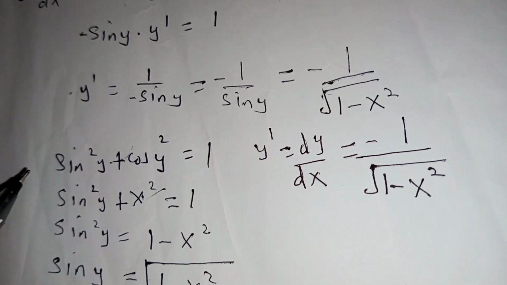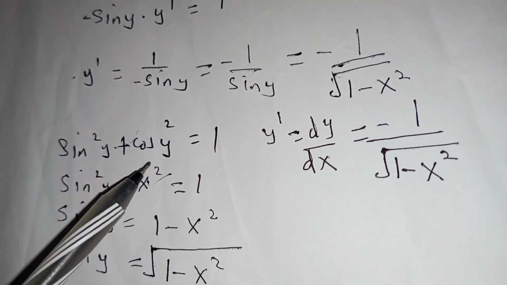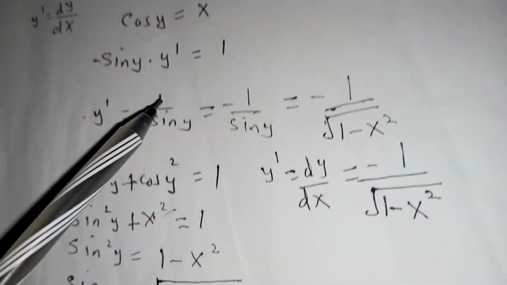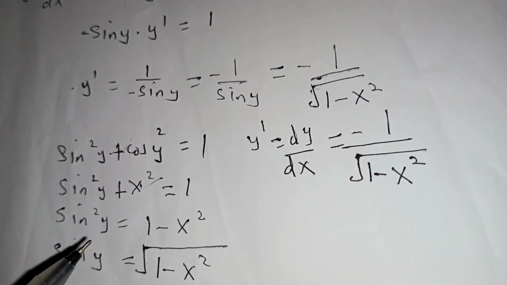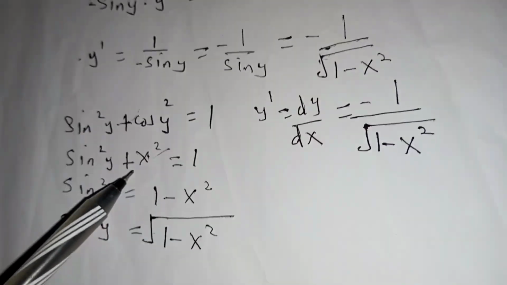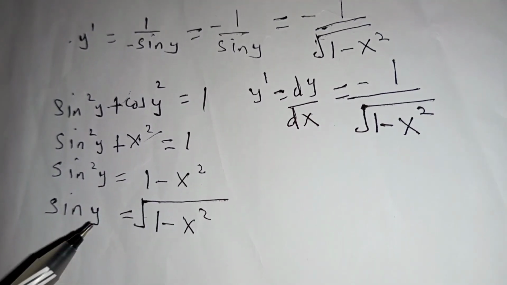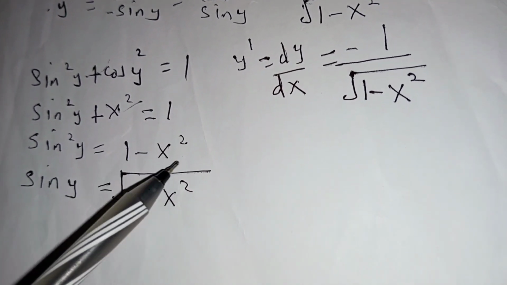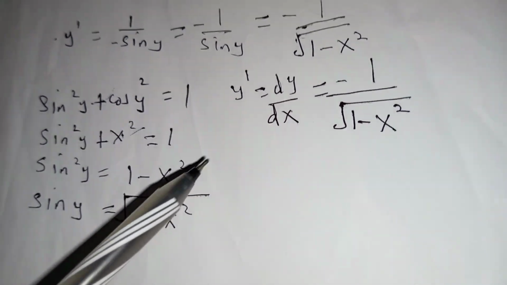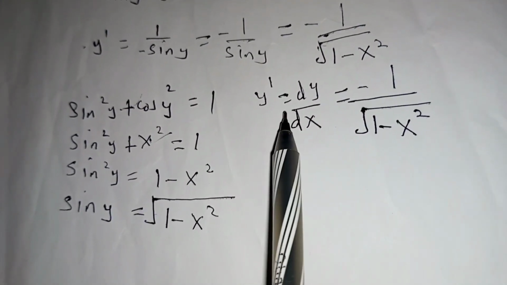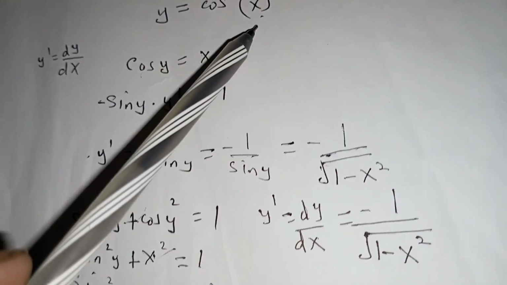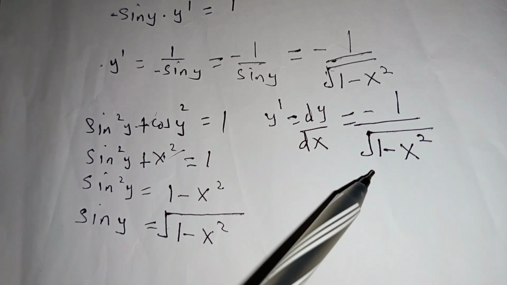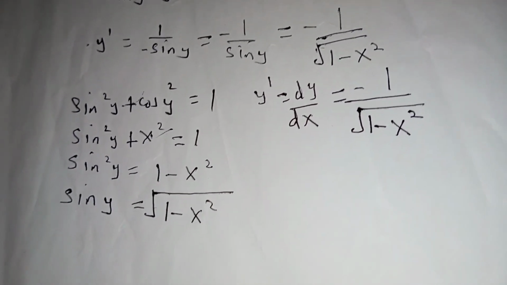Then we have made use of this identity: sine squared y plus cos squared y is equal to 1. And we have substituted the value of cos y with x, which we have up here. Then we have made sine y the subject of the formula by subtracting x squared from both sides. And from there we have taken the square root of sine squared y, which is sine y, and the square root of 1 minus x squared, we have written it under the root. From there, we have concluded that the derivative of cos inverse of x is the same as negative 1 divided by square root of 1 minus x squared.